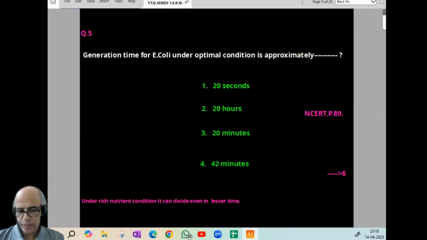That is the fifth question. Generation time for E. coli under optimal condition is approximately? In the NCERT Meselson experiment, when we check, we can find it is given as 20 minutes. So the answer is 3. This time can be reduced when we give the best, rich nutrient condition, so the time will be lesser. But normally it is 20 minutes. So the fifth one is 3. Sixth one.